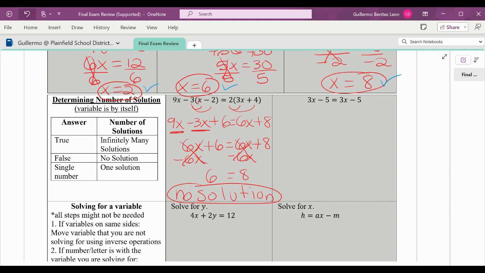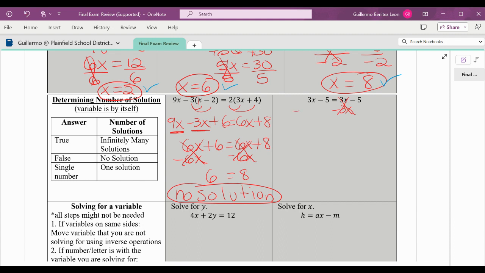Next one on the right, a little bit easier because I don't have to distribute. It's already in a form that I can solve it. Again, I have x's on both sides. That's not good. I got to move the one on the right.